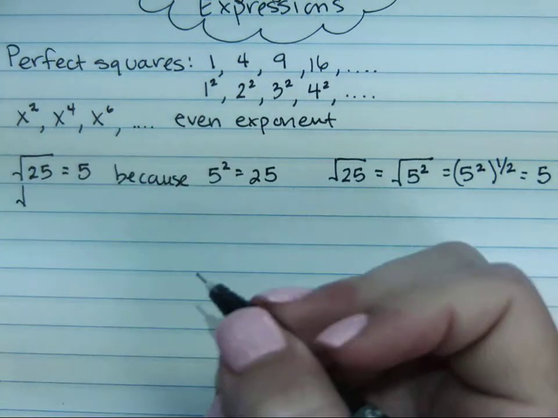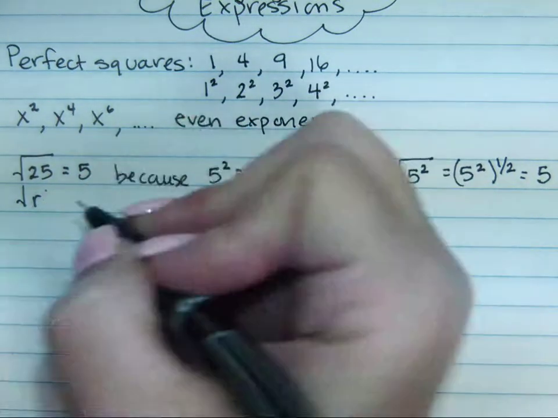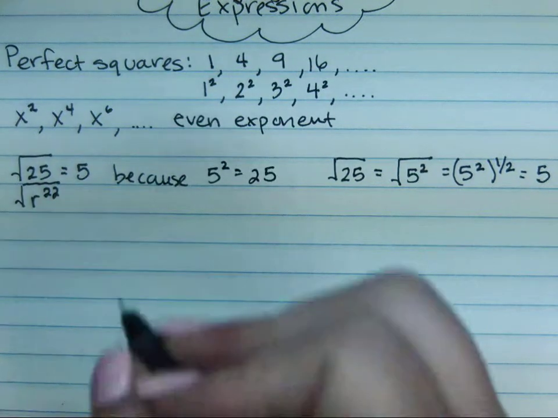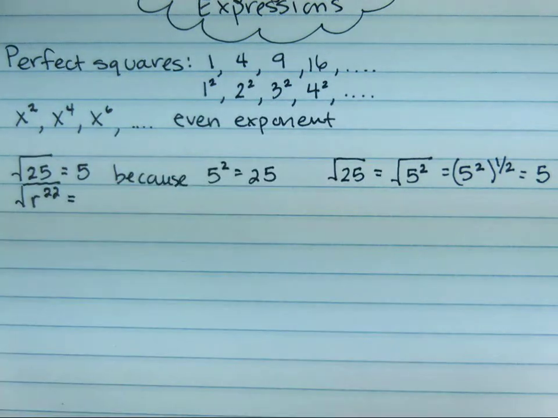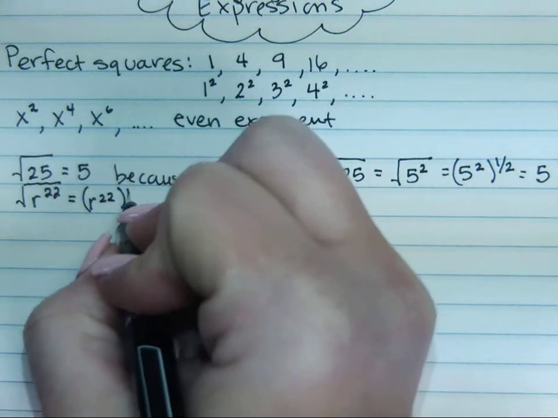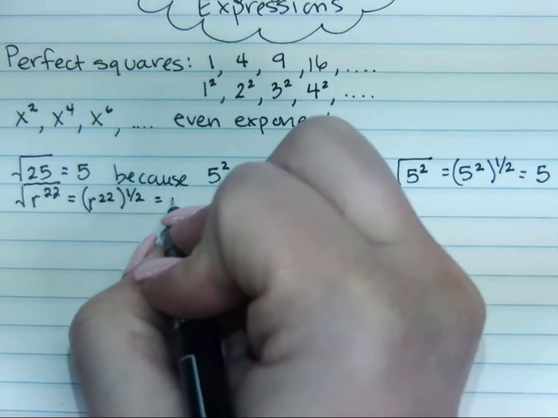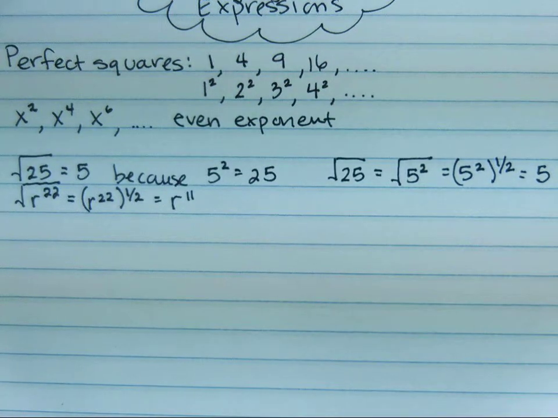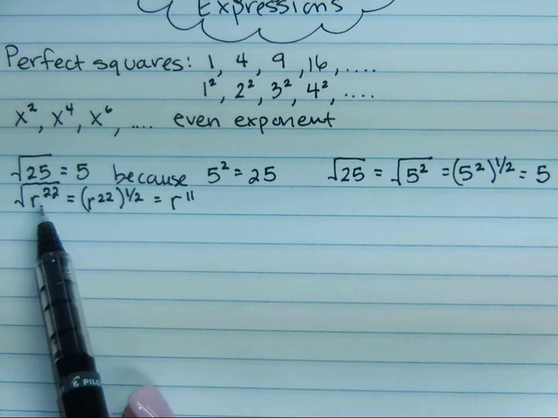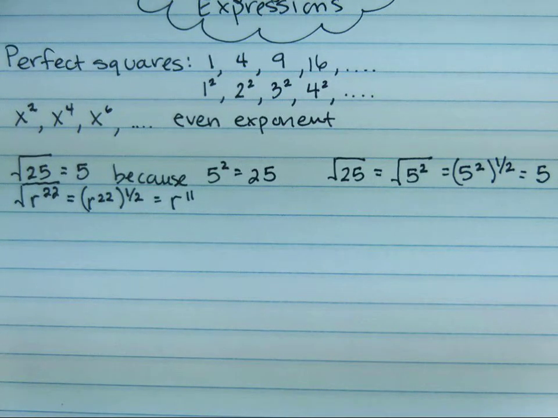For example, say we have r to the 22nd power. If I think about this, this is the same thing as taking r to the 22nd power and then the 1/2 for my radical. And when I multiply these two together, that's the same thing as r to the 11th. So when you have an even exponent underneath the radical, in reality, you're really just looking at making 2 equal groups, and that is your simplification.